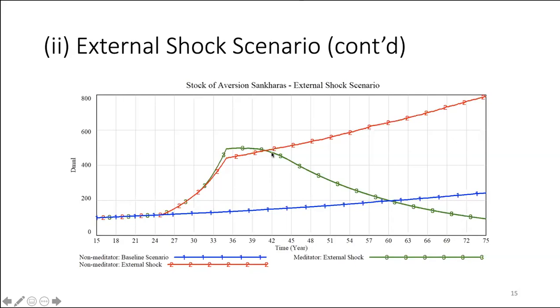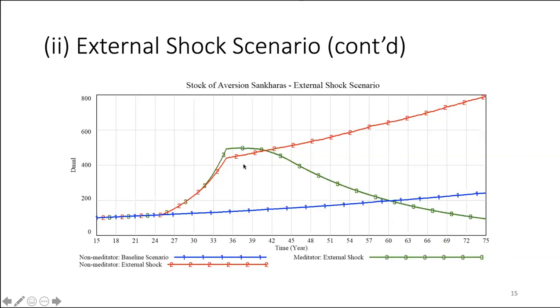But also after that, what is more interesting is that the slope afterwards is visibly steeper than the previous case, which just shows that the faster accumulation of sankharas during this period has a long-lasting effect on the person's life.